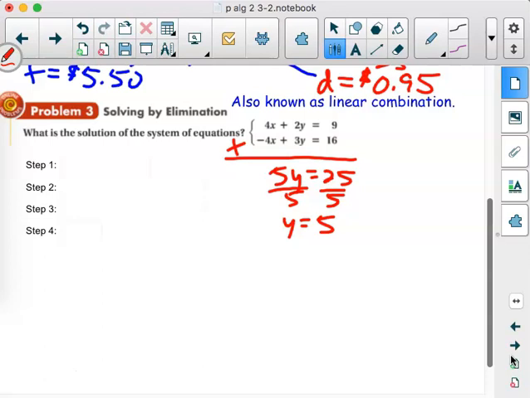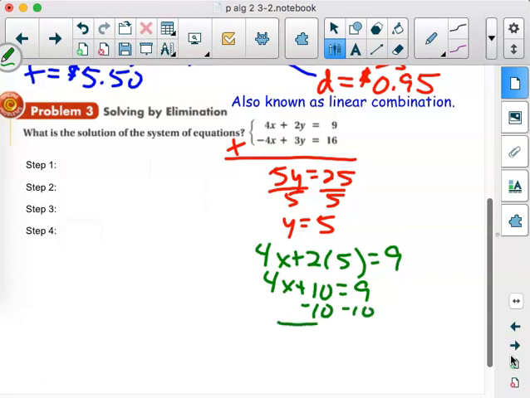Well, you have to put it back in either one of those black equations that we see up there. I like the top one because it doesn't have the negatives. And remember, most common mistake in mathematics involves negatives. So usually a good idea to stick with the one that doesn't have lots of them. And that'll be 4x plus 10 equals 9. We will subtract 10 from both sides, so 4x will equal negative 1. We will divide by 4 and get x equals negative 1 fourth.